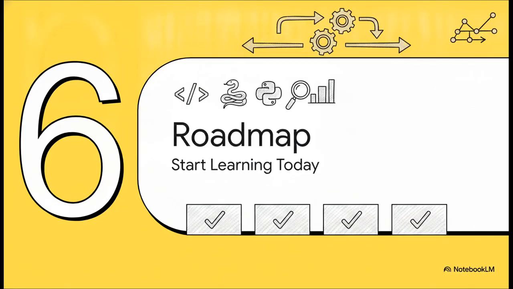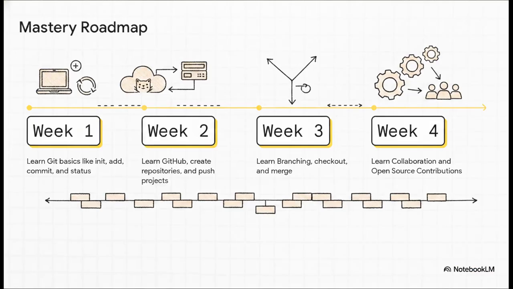And our final piece, section 6, your 4-week roadmap, getting started today. Let's see how all of this builds into an actionable plan, because whether you're learning HTML, Python, or data science, you need a structured plan to master this toolkit. So here is your timeline. Seriously, do not try to learn it all in one weekend. In week 1, focus purely on local Git basics, just initializing, adding, and committing on your own laptop until it literally becomes muscle memory. In week 2, introduce GitHub. Practice creating repositories and pushing your local projects online.